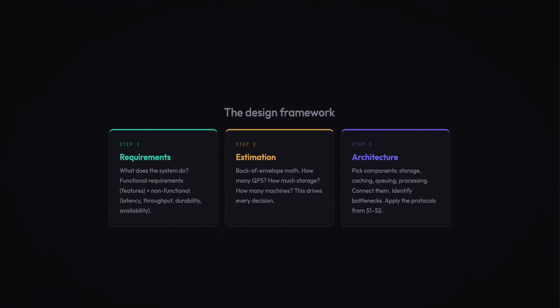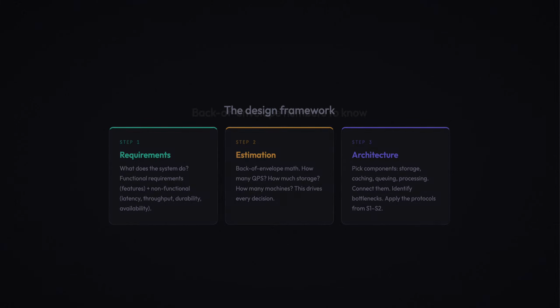Step 2, Estimation. Back of envelope math. How many requests per second? How much storage over 5 years? How many machines? These numbers drive every architectural decision. Step 3, Architecture. Choose your components: storage, caching, queuing, processing. Connect them, identify the bottlenecks, then apply the protocols from seasons 1 and 2 to solve each bottleneck.